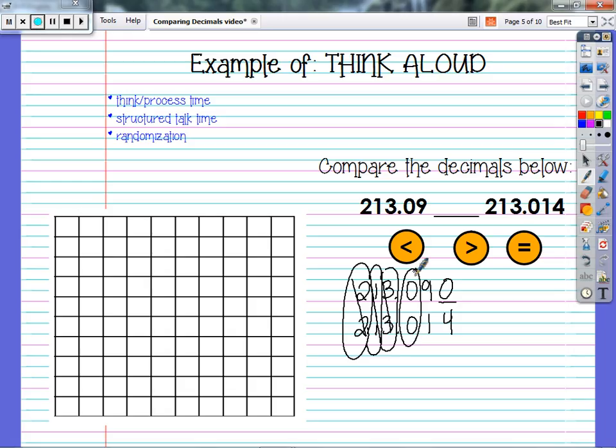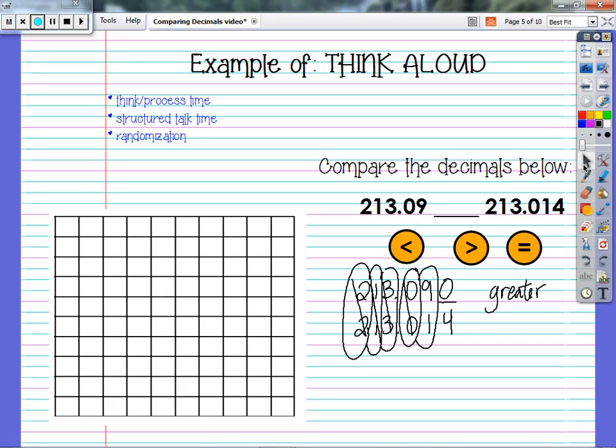If you look at our numbers, we have 0, we have 0, still the same, so we're going to go ahead and cross those out because they're still the same. We go to the next digit here. Now we have 9, and then we have 1. When we're comparing 9 to 1, 9 is what when compared to 1? 9 is greater than. We know that it's greater.